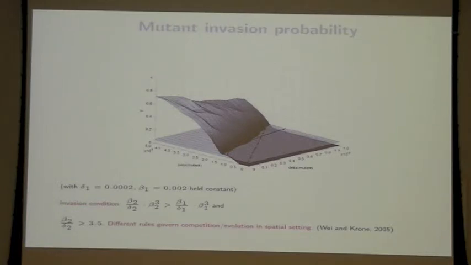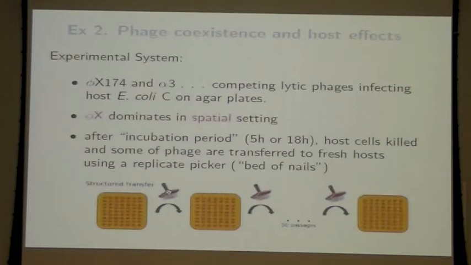That first of all, there are different rules governing competition and evolution in a spatial setting, and that perhaps what really matters is your spreading ability, your ability to get fresh hosts, at least in expanding ways. In the second example, now we're going to get a little bit more complicated.